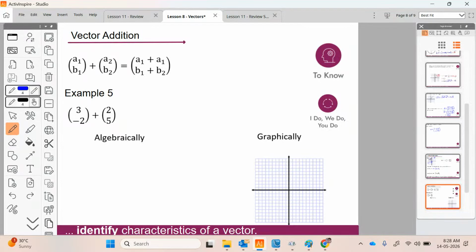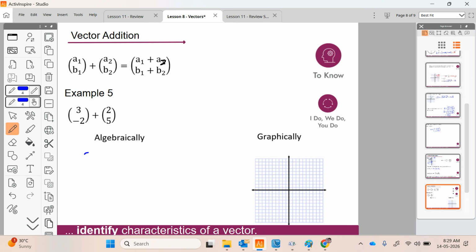So is that a typo, A1 plus A1? Yes, there's a typo there. A1 plus A2, right? Yes, there's a typo there, thanks. So fairly straightforward. Let's have a go at doing this problem, both algebraically and geometrically.